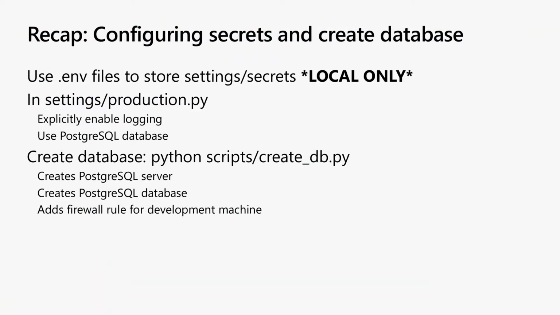So we use the .env files to store our settings and secrets. This is local only. You should delete this file when you're done. And then in our settings production py file, I didn't actually show this, but in there we configure it to use the production database. And the way we actually told it to use a production database is there's an environment variable that tells Django which configuration to run in. So we set the .env file set a production environment variable. Then we use this create_db script to create the database.